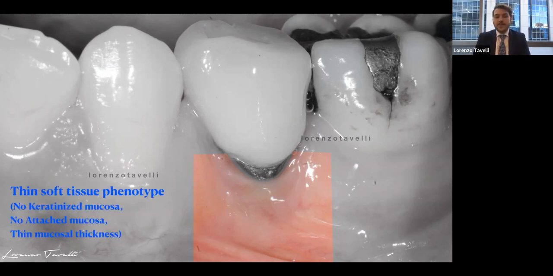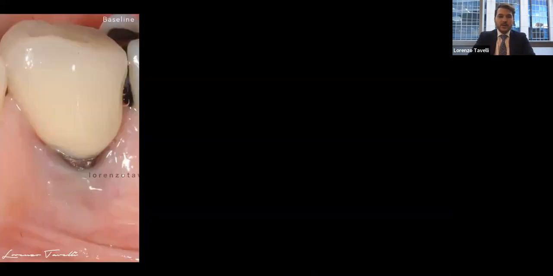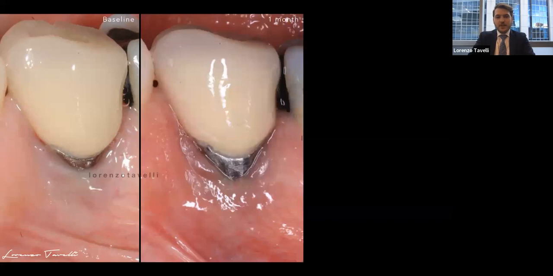And the phenotype in this case is thin. I don't have keratinized mucosa, or it's just 0.5 millimeter. The mucosa is not attached, and the soft tissue seems thin. Well, I know that it was thin because I performed several measurements and assessments. In particular, look how is the progression without any treatment when I saw the patient after 1 month. And only because the phenotype was thin.